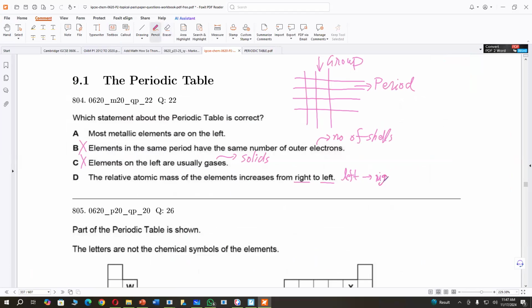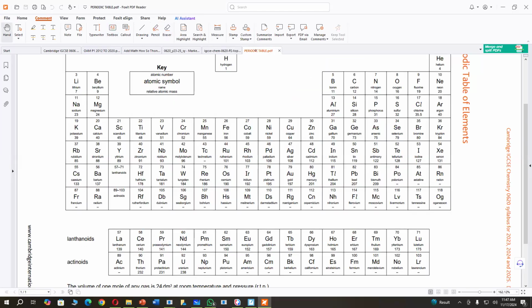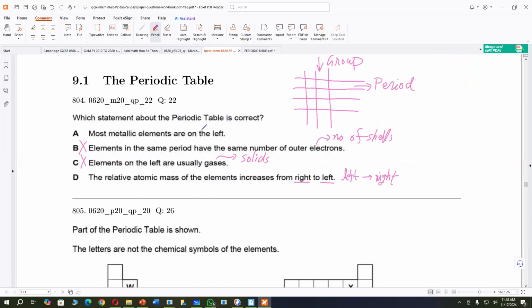Atomic number is the smaller number. Look at this screen, Mikhail. Take any element, for example scandium. The bigger number is the mass number, and the smaller number is the atomic number. It's increasing from left to right, not right to left.